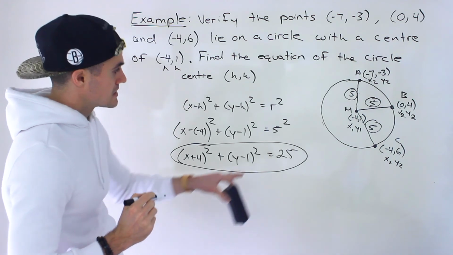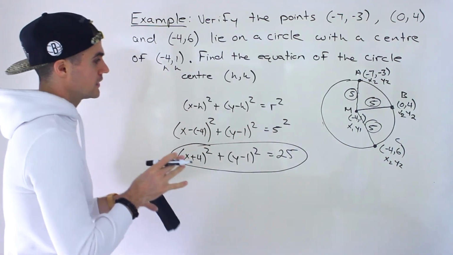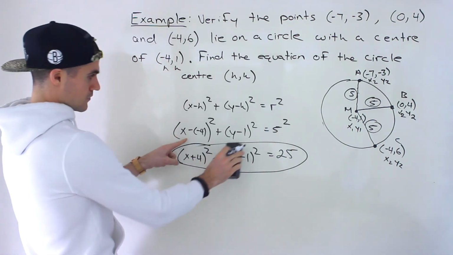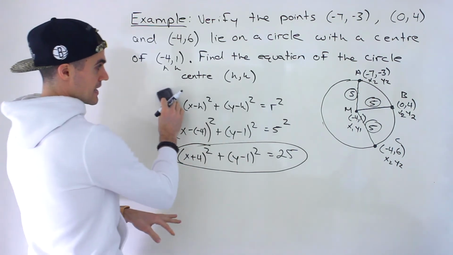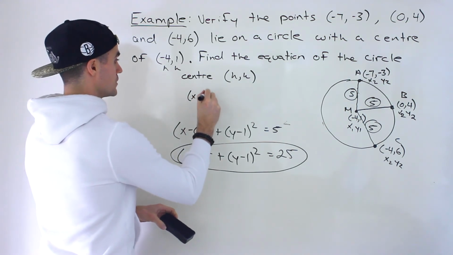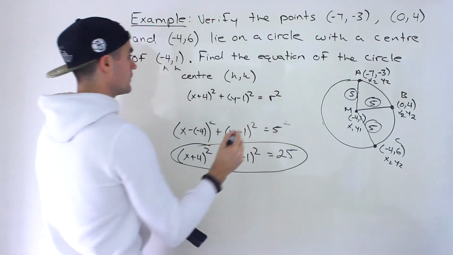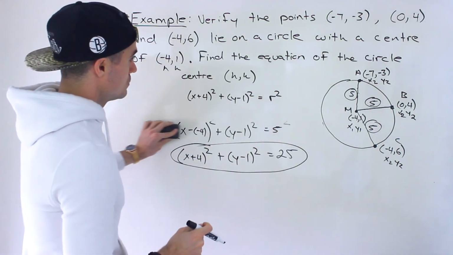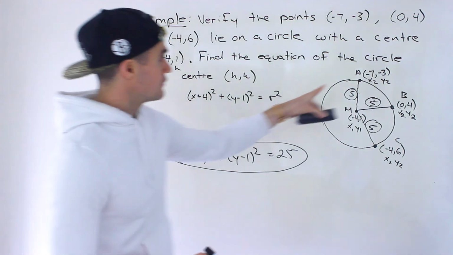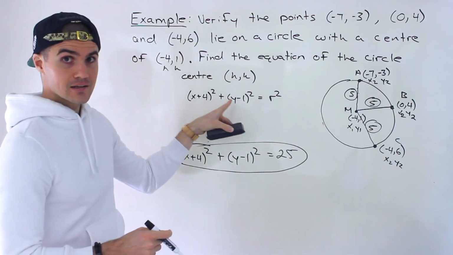Another way you could do it is instead of plugging the radius directly, I feel like that's the easiest way if we already calculated the radius, but another way you can do it is this left side, the work for the left side would be the same. Okay, so you'd end up with the left side being x plus 4 squared plus y minus 1 squared equals r squared. And then what you could do to get that r squared is you can actually take any of these points that are on the circle and plug them in for x and y.